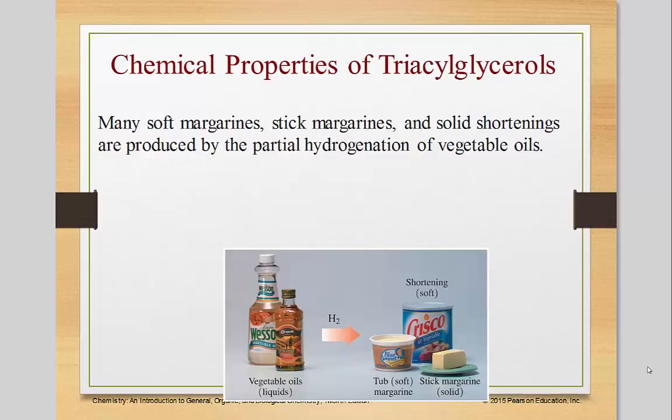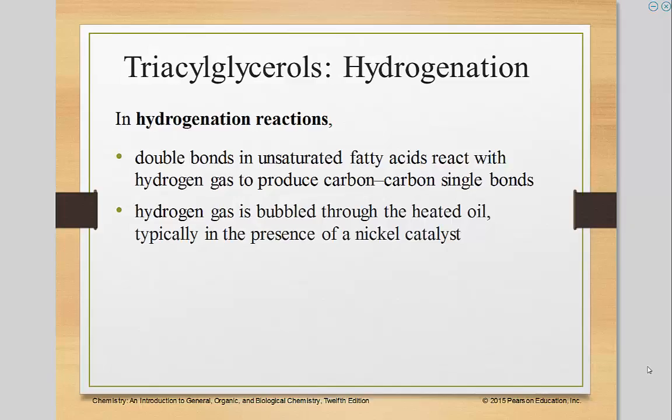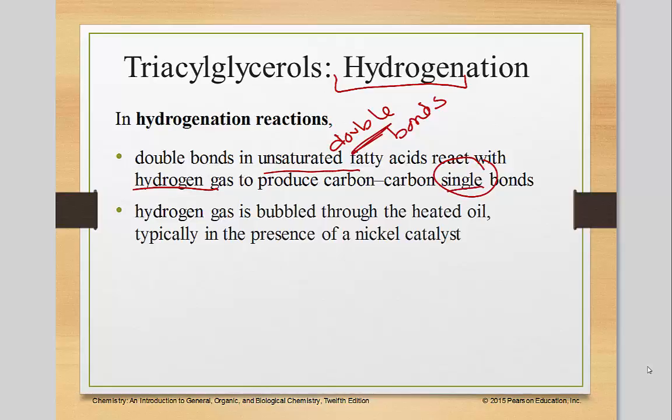This tutorial will be discussing chemical properties of trialcylglycerols. In hydrogenation reactions, double bonds of unsaturated fatty acids, remember those are the ones with the double bonds, react with hydrogen gas. We've done these reactions before. Notice that hydrogen is actually in the word hydrogenation, so that's a good visual image of what's going on here. To produce carbon-carbon single bonds. So you're breaking the double bonds and you're adding hydrogen to make the single bonds.